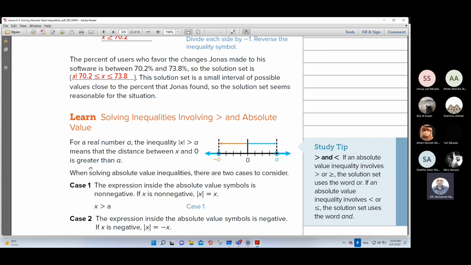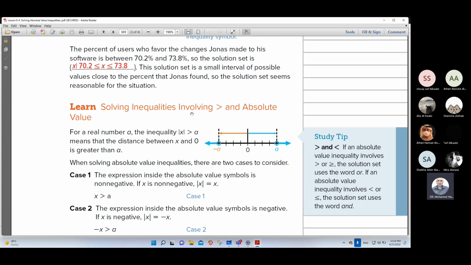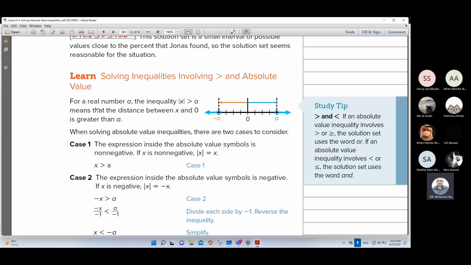Now, the second idea in this lesson, solving inequalities involving greater than and absolute value. For a real number A, the inequality absolute value of x greater than A means that the distance between x and 0 is greater than A.